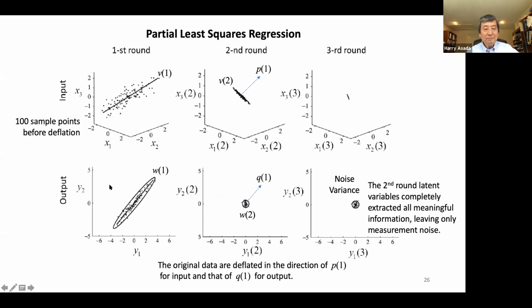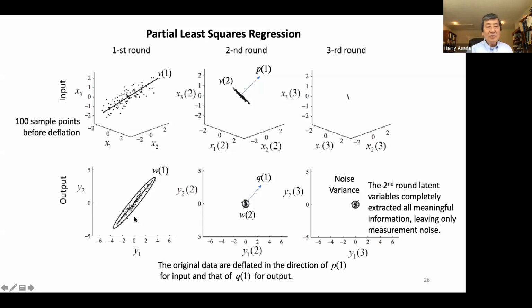Here's the more informative pictorial representation. So first round, we see 100 data points shown here, right? And then singular value decomposition reveals that the most correlated direction in the input space is this direction, and in the output space this direction, B1 and W1. Okay, they are most correlated.